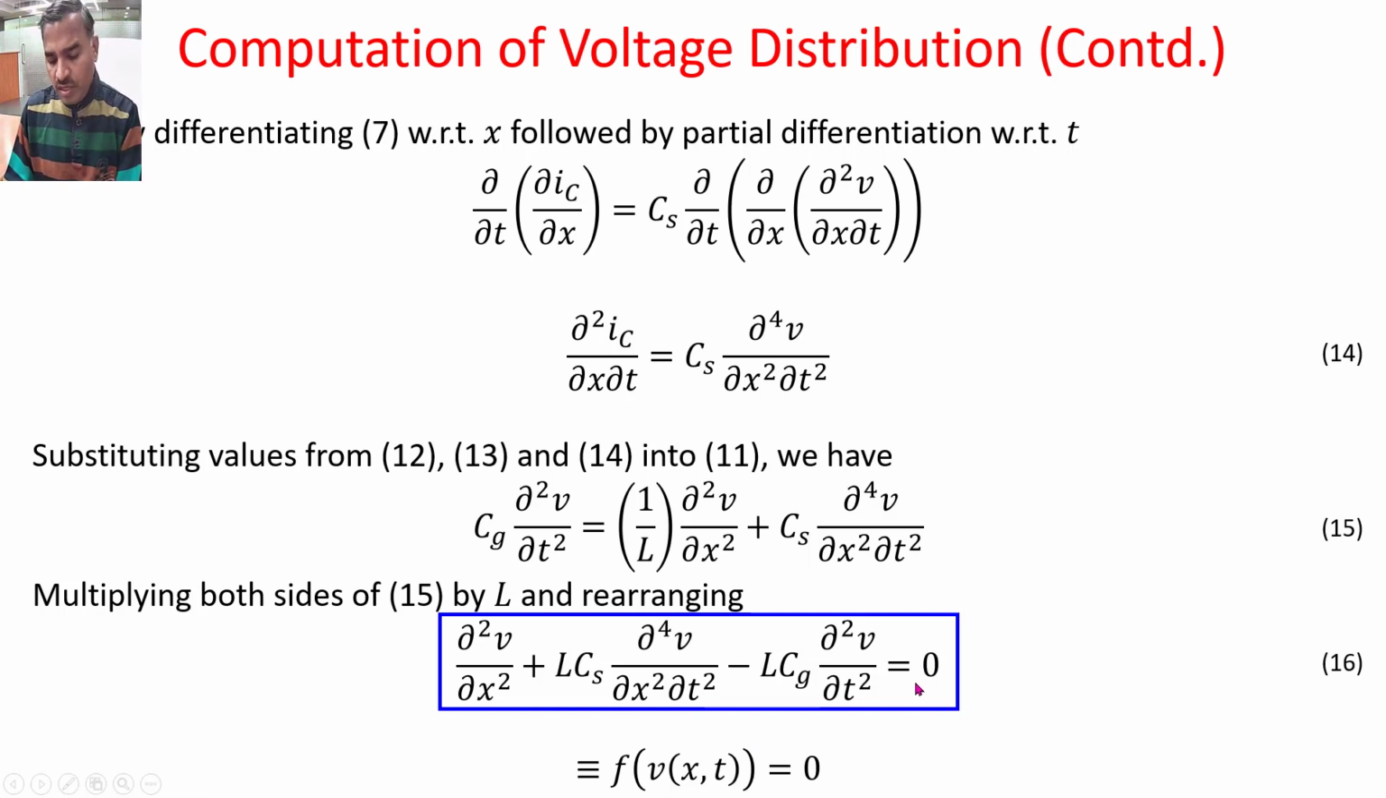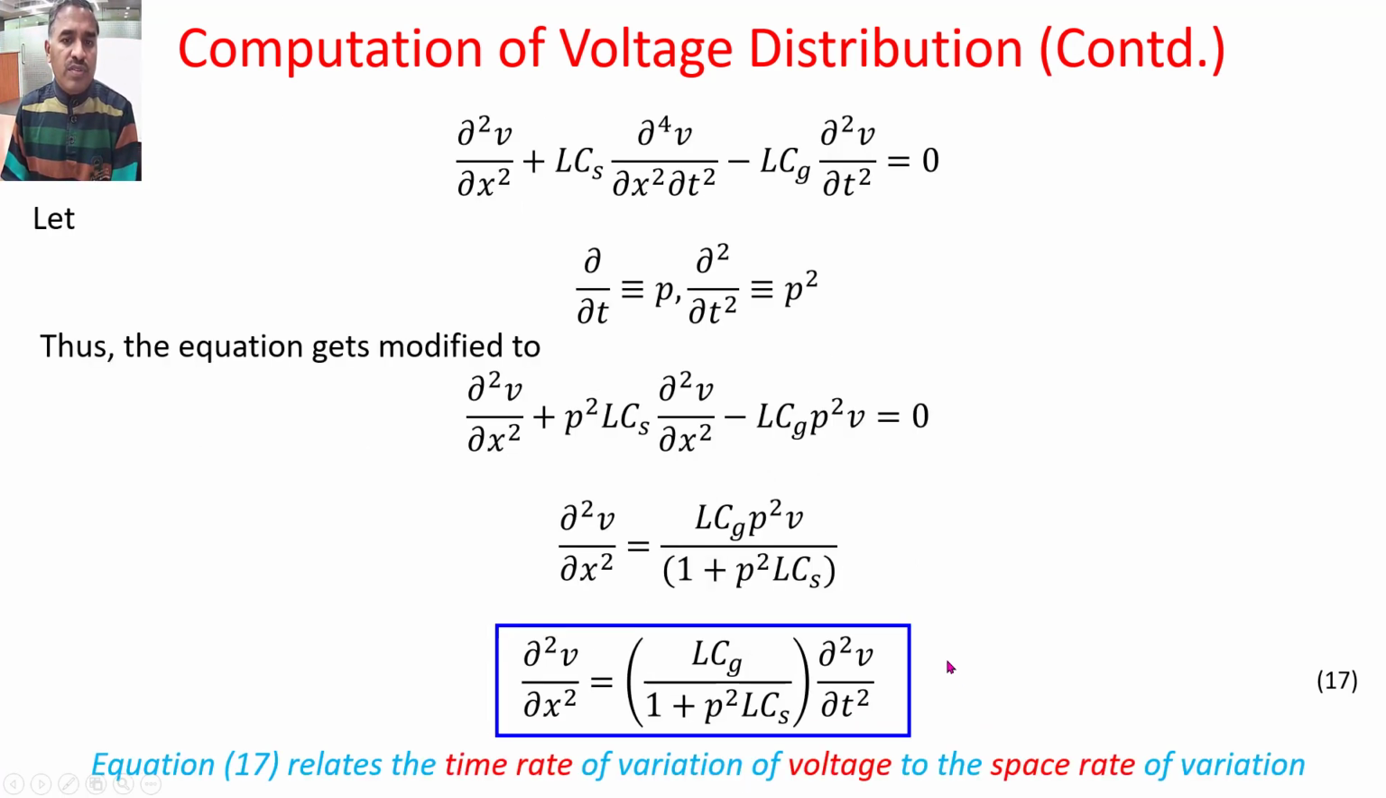Here ∂/∂t is an operator which can be replaced by p. So this is done in the next actually. So ∂/∂t equals p. This is actually a frequency related term, so we will replace it by jω later. But for the time being replace it by p.